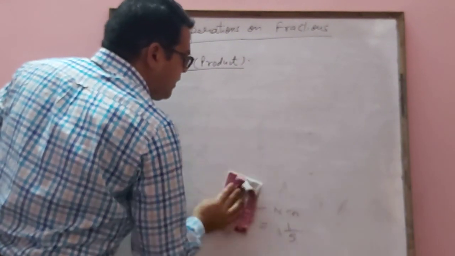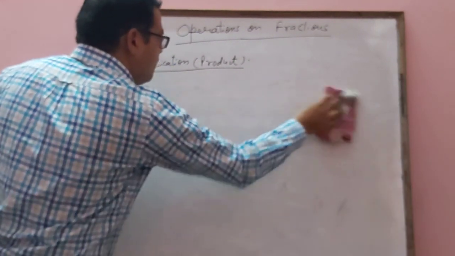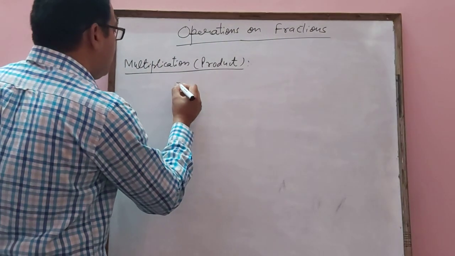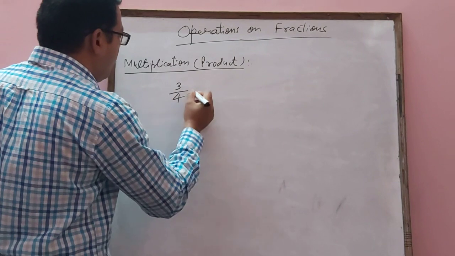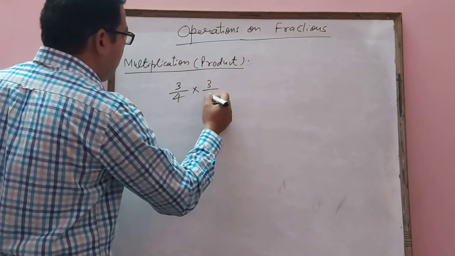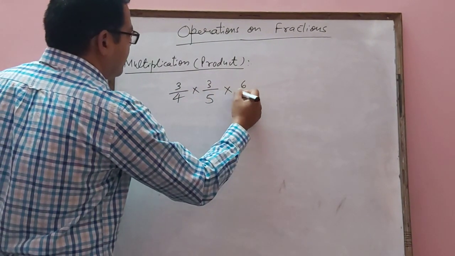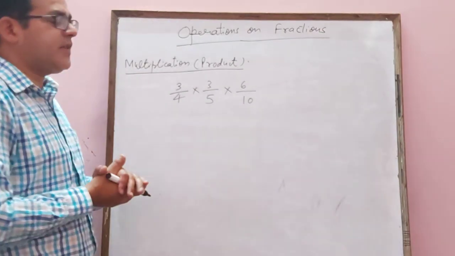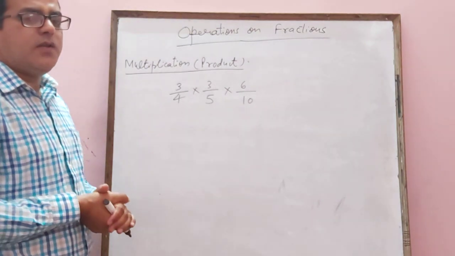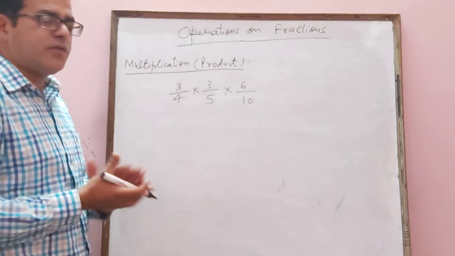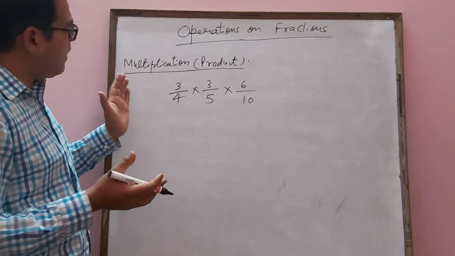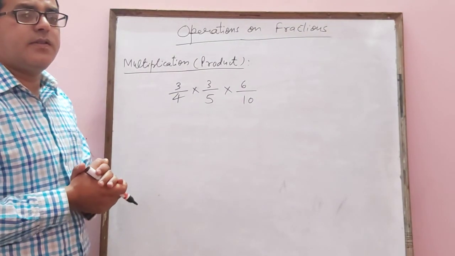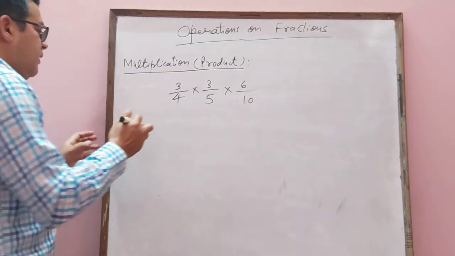We can multiply any fraction with any other fraction. Next example, 3 by 4 we have to multiply with 3 by 5 and 6 by 10. Now we are multiplying three fractions together, right? We can multiply any of the fractions together.